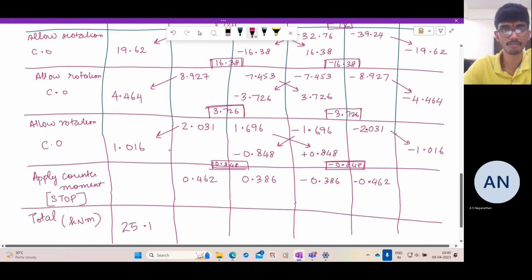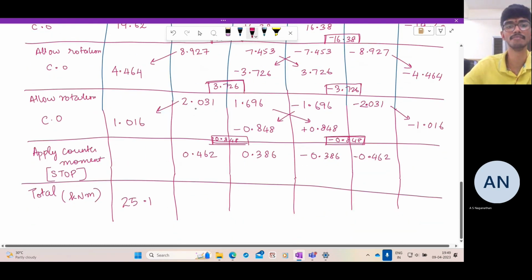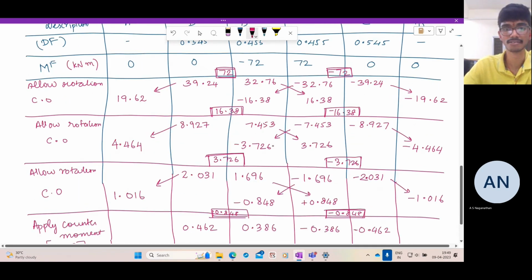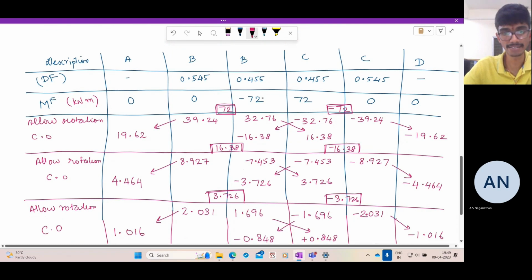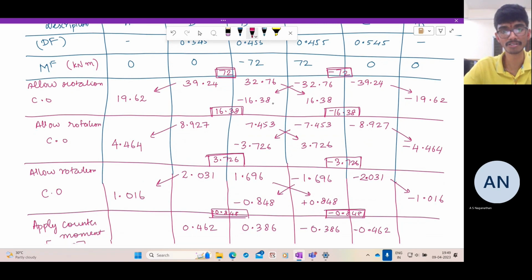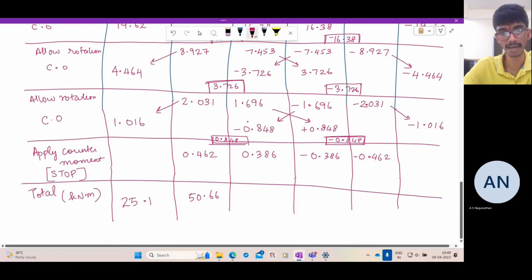And here you can add them all up. So 39.24 plus 8.927 plus 2.031 plus 0.46. It turns out to be 50.66. Here you have minus 72 plus 32.76, which is nothing but 39.24. Minus 16.38 plus 7.453, that is 8.927. Minus 3.726 plus this. So keep adding all these.